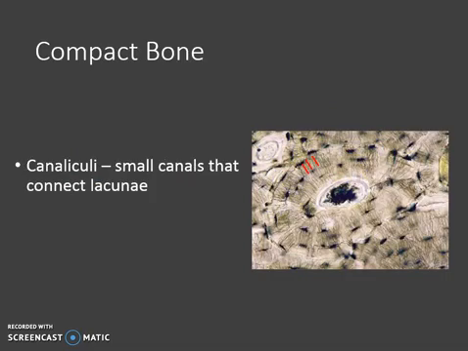And then the canaliculi are the small canals that connect the lacuna with one osteocyte to a lacuna with another osteocyte. The purpose of the canaliculi is that the osteocytes can have these cellular extensions that stick out of the lacuna, and it can reach out and come in contact through the canaliculi with another osteocyte. So it allows this osteocyte to communicate with this osteocyte so that they can work together to make changes to the structure of the bone.